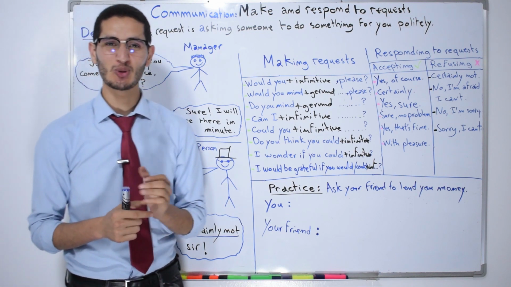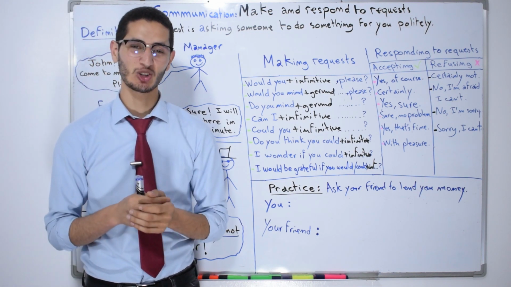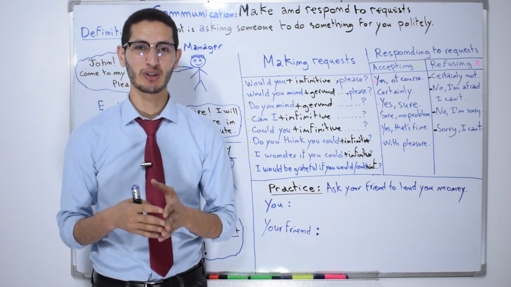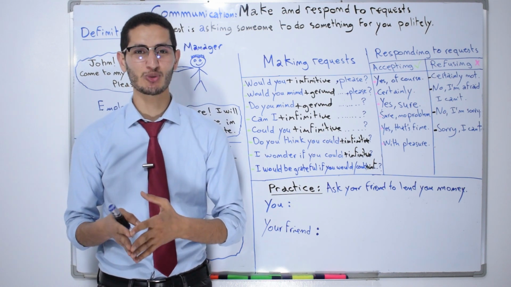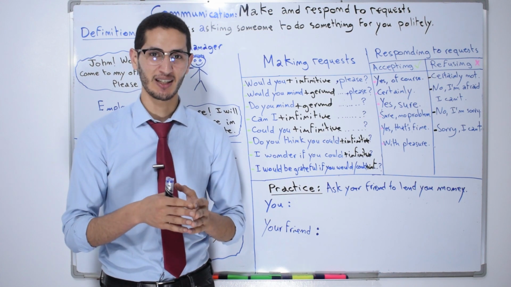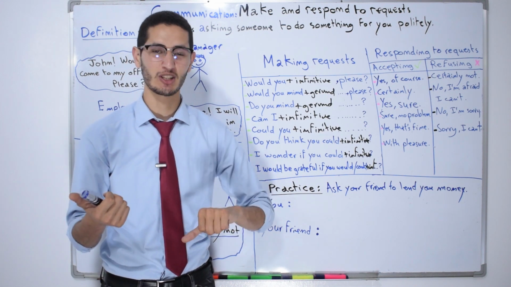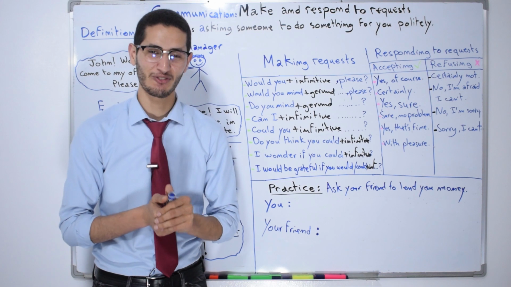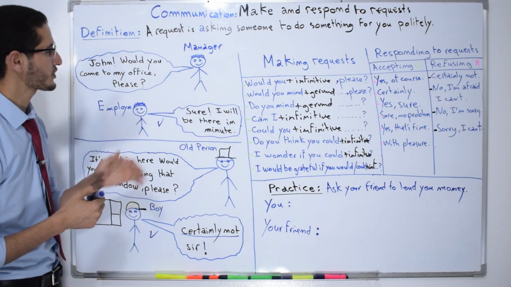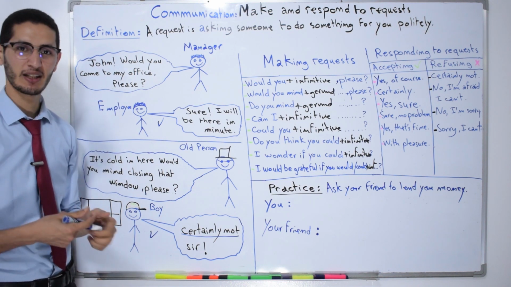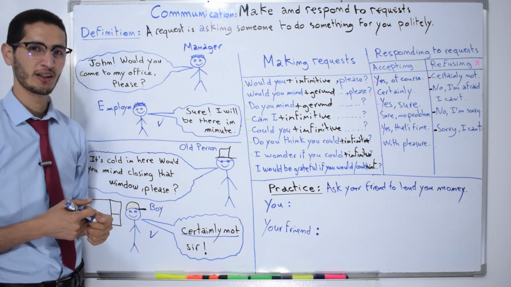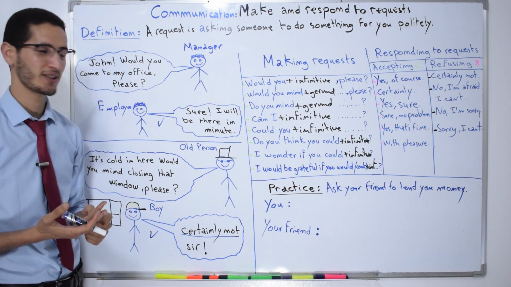And now we're going to look at two conversations and try to see how the people in these conversations asked or made a request. And we'll also see how the other person responded in terms of accepting or refusing the request. Alright, let's move to the first conversation. The first conversation, as you can see, is between a manager and an employee in a firm, for example, or in a company. All right, it's a professional context, as you can see.